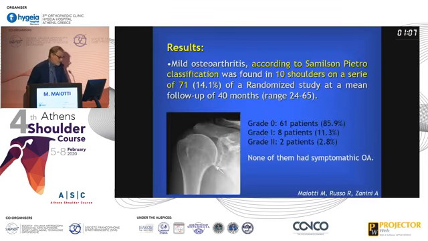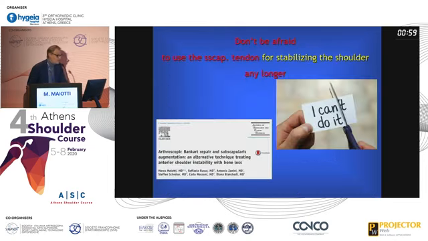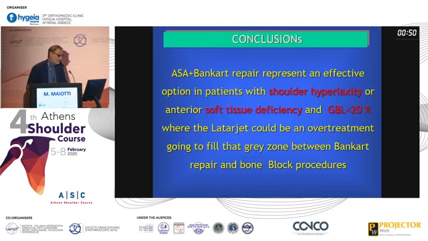We are publishing another article to show that there is no problem with arthropathy or osteoarthritis. And so our conclusion is that we should not be afraid anymore to use this piece of tendon to help the Bankart repair. And so this is an opportunity to fill the gray zone between the Latarjet and the Bankart repair when you don't know what to do.